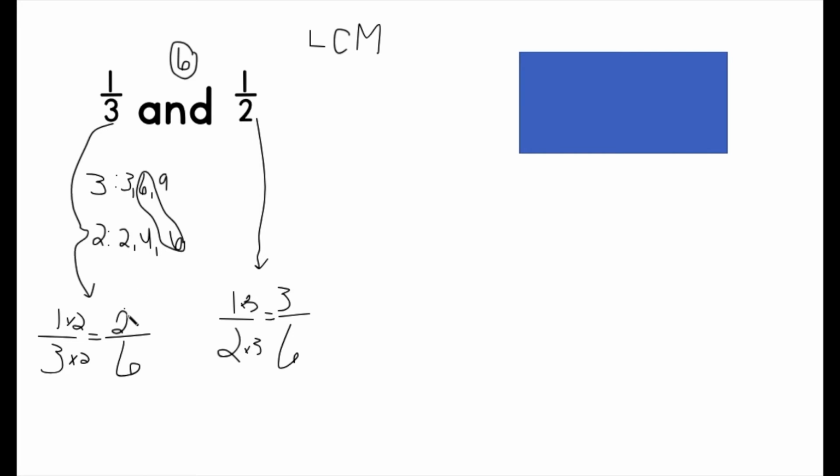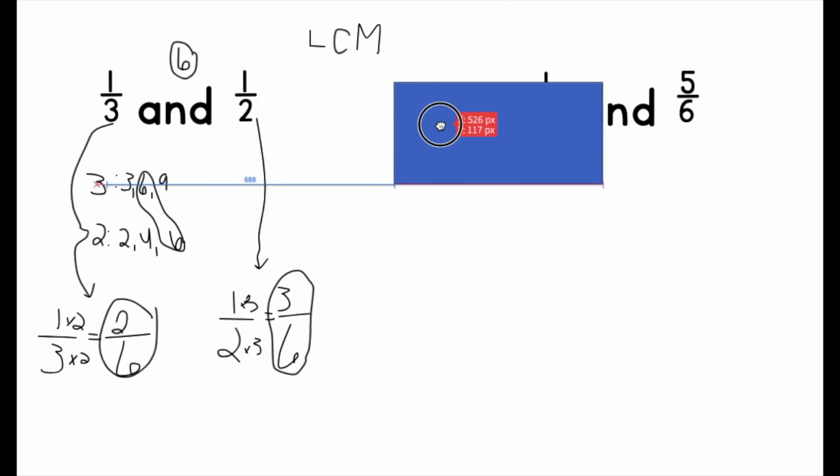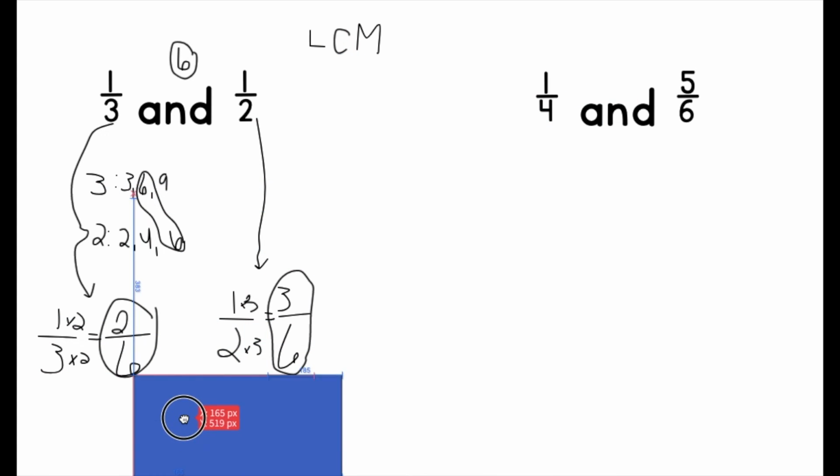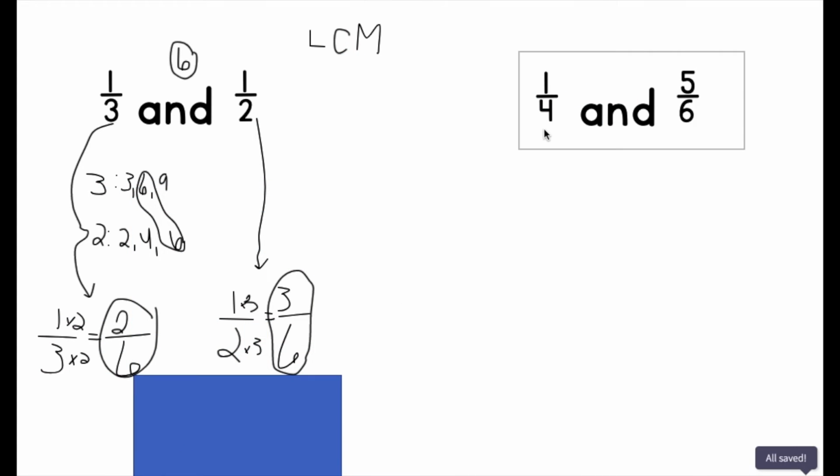So now our two fractions that have a common denominator and mean the exact same thing as 1/3 and 1/2 are 2/6 and 3/6. All right, so that was a good practice. So now we're going to try it by ourselves. On your board, I would like for you to write 1/4 and 5/6. Go ahead and pause this video right now, follow these same steps, and find your two common multiple fractions. Go ahead and begin.